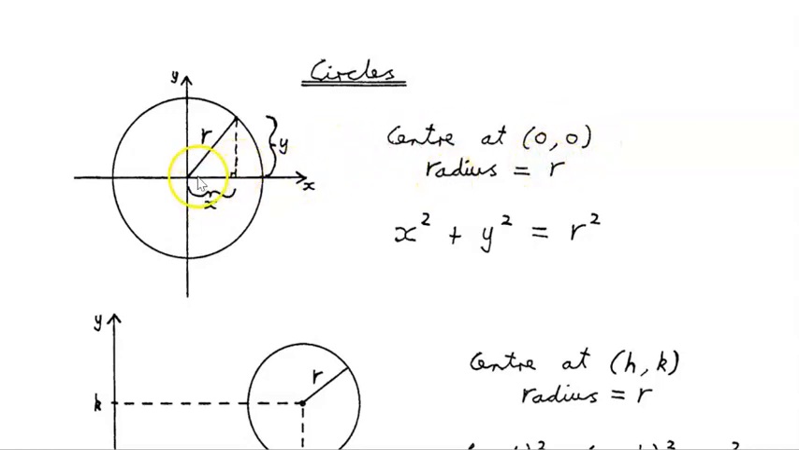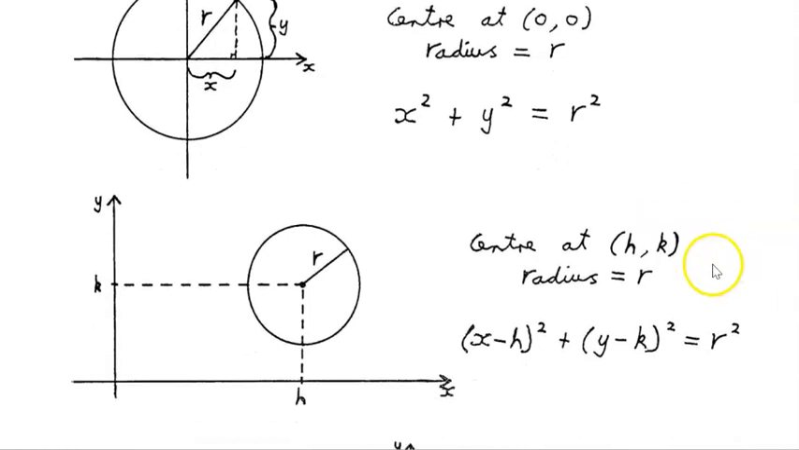By Pythagoras we can see that the square of this coordinate plus the square of the y coordinate there is equal to the square of the radius. x squared plus y squared is r squared. That specifies the particular circle we're interested in.